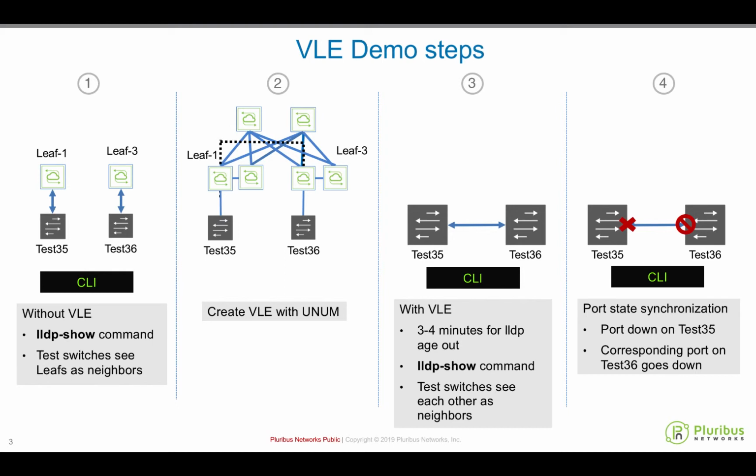In the second step, we'll configure a VLE using UNUM. Third, we'll check the CLI again. At this point, the test 35 switch will see the test 36 switch as a neighbor. And fourth, we'll take down a port on one of the test switches and show the corresponding port on the other end of the VLE goes down as well.